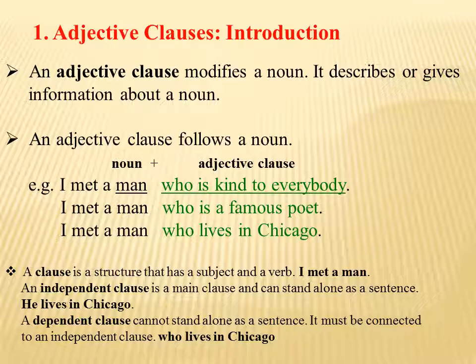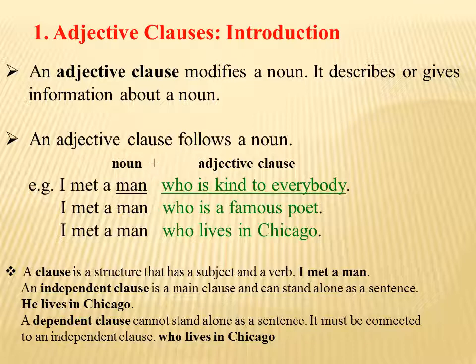Example: I met a man who is kind to everybody. Man is the noun, and the adjective clause that modifies the noun man is who is kind to everybody. I met a man who is a famous poet. I met a man who lives in Chicago.